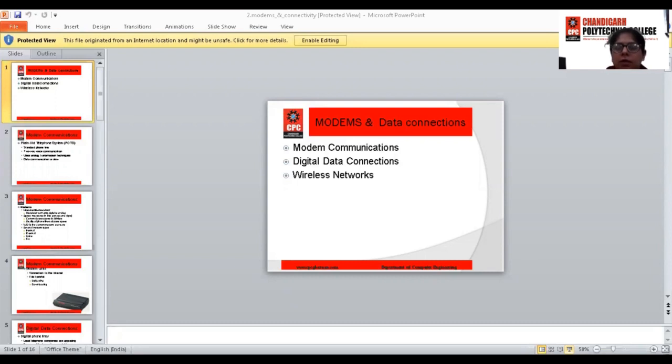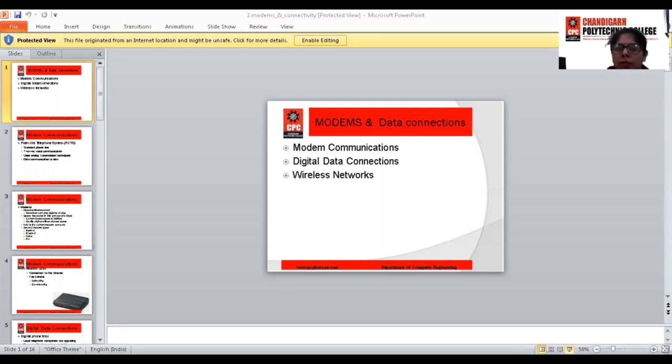Earlier, a system that was used was analog communication system, which was called as plain old telephone system or POTS. In that system, only standard telephone lines were used for two-way voice communication, and the technology was analog communication medium, where the speed of communication was very slow.